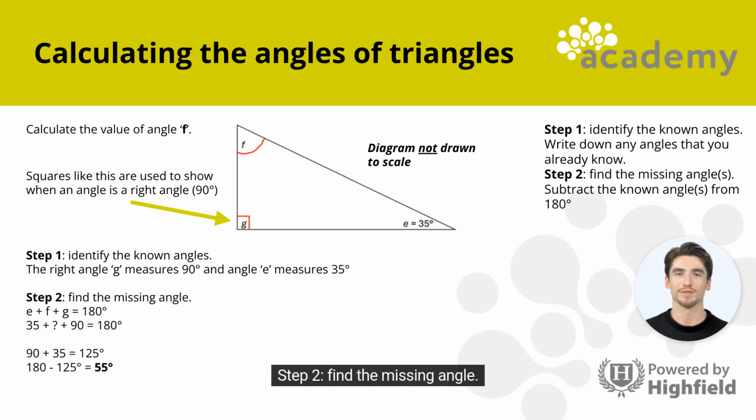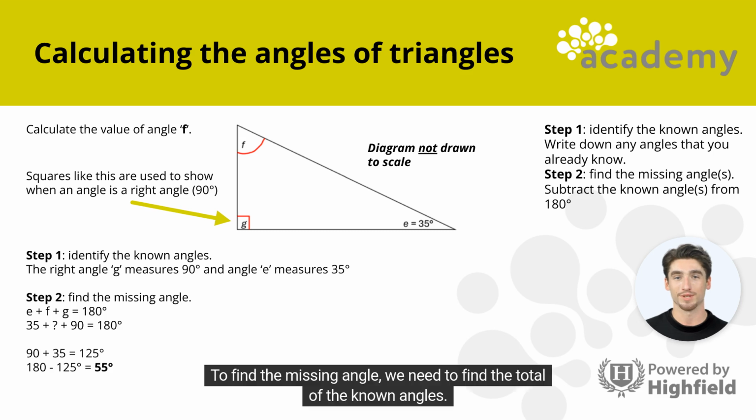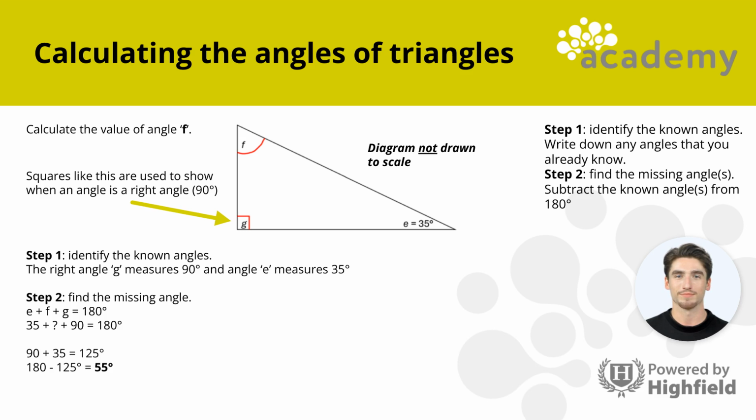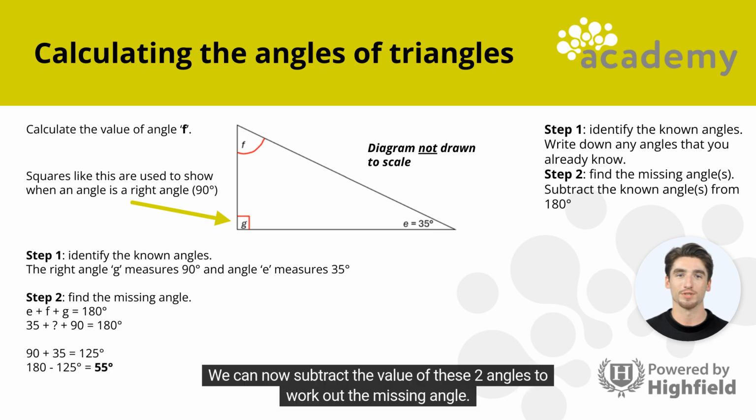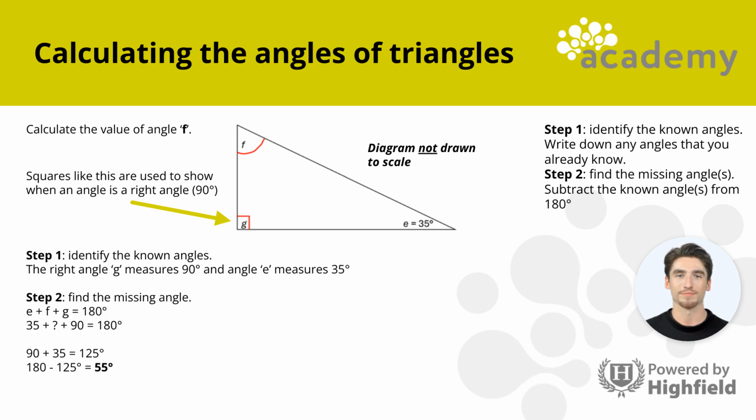Step 2. Find the missing angle. To find the missing angle, we need to find the total of the known angles. 90 plus 35 equals 125. We can now subtract the value of these 2 angles to work out the missing angle. 180 minus 125 equals 55. The missing angle is 55 degrees.